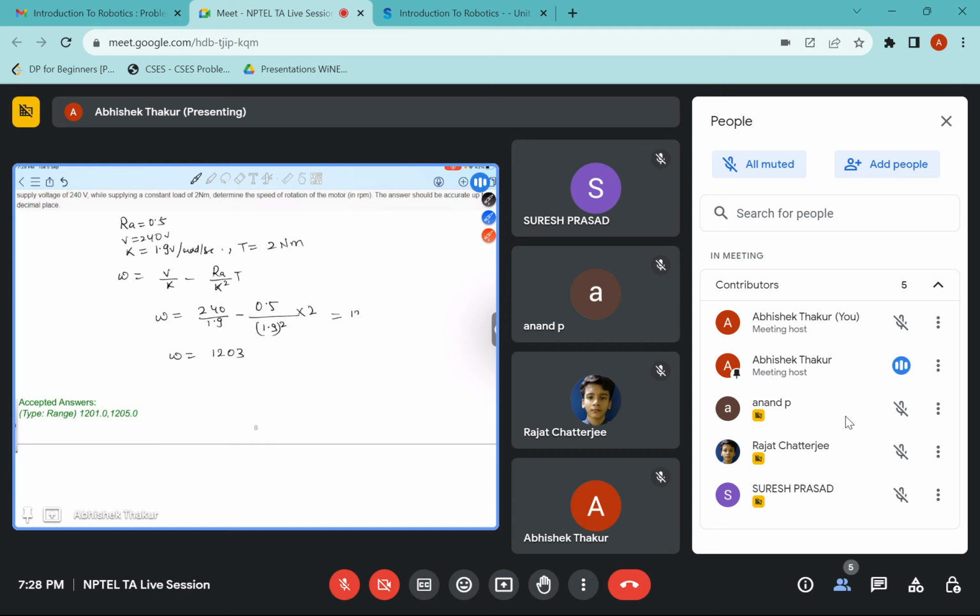So for this you will get around 126. This is radian per second, so it will be around 1200 something. So the answer will be 1200 within 2 or 3 rotation per minute.